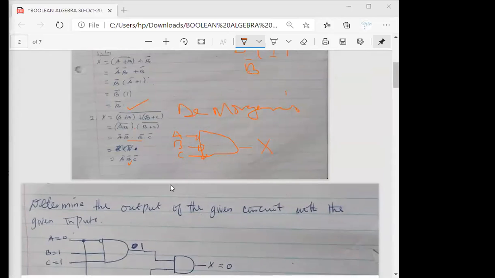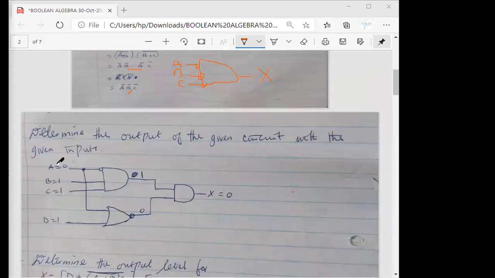We can use the same setup, but given the circuit now, how do we determine the output of the given circuit? A certain circuit has been given. Are we in a position to determine the output? Notice this is given as 0, 1. When A is 0, B is 1, C is 1. So what comes as an output here?